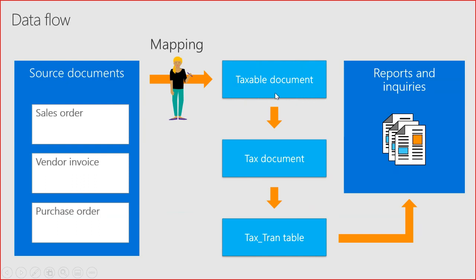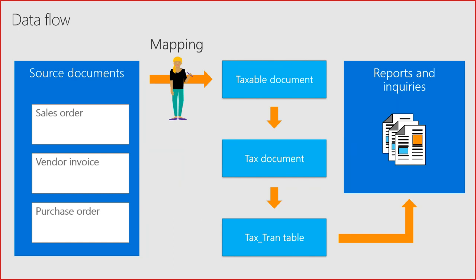And once we have this value, we can use it to execute the logic you define in the tax document for applicability, for calculation, for posting. And then in the end, all the results will be persisted into the tax trans table, and later on it will be used in reporting and inquiries. So that's the data flow.